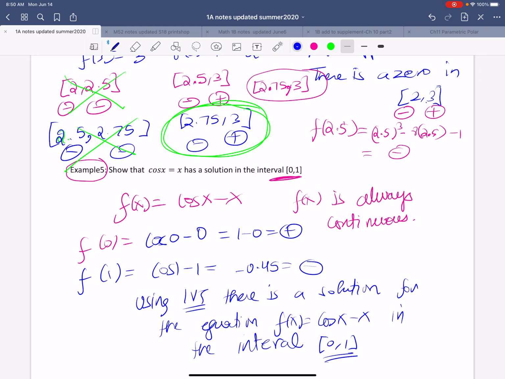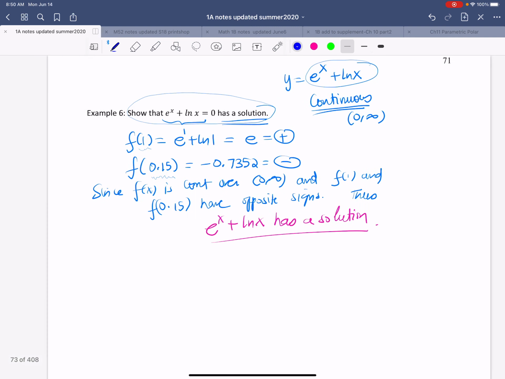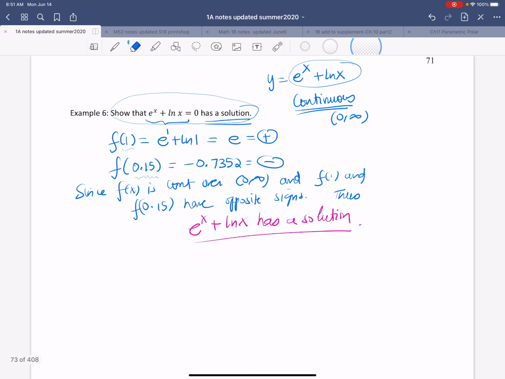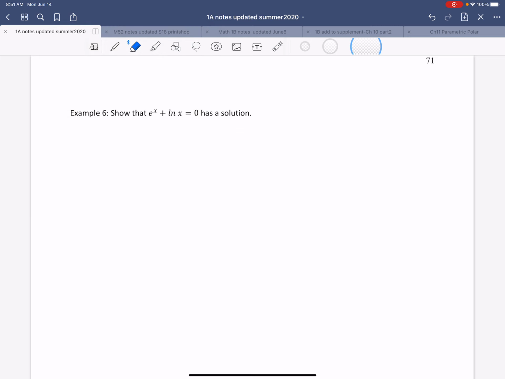We were not asked to find the solution, so I'm not going to bother to, but if you were to find the solution, you can continue to bisect the interval and check, just like we did in the previous example, what is your solution. So you'll have to do a lot of bisection, and eventually you'll be able to get to your 0.